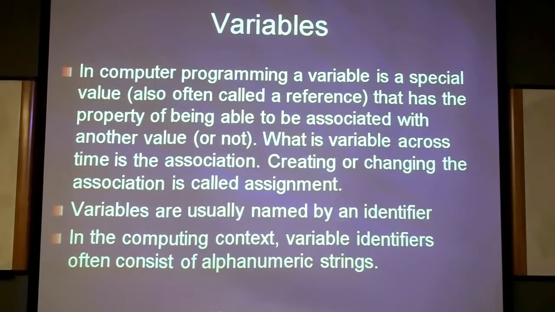So when we're declaring a variable, when we create this container in the memory, we typically use alphanumeric strings because that's easier for a human being to read and to work with. Okay? Any questions about this?